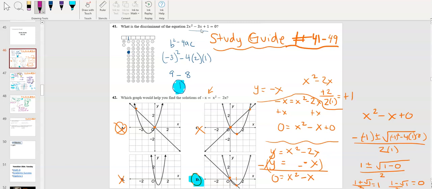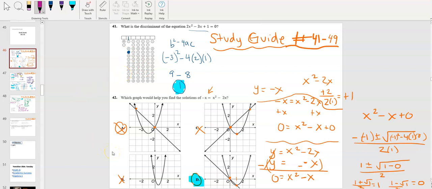So if you remember, the discriminant is the part of the quadratic formula that's in the radicand, so b squared minus 4ac. So we just pull that from our formula up here, and when we solve, we get positive 1. So negative 3 squared minus 4 times 2 times 1 is positive 1. So that is the answer to 41.